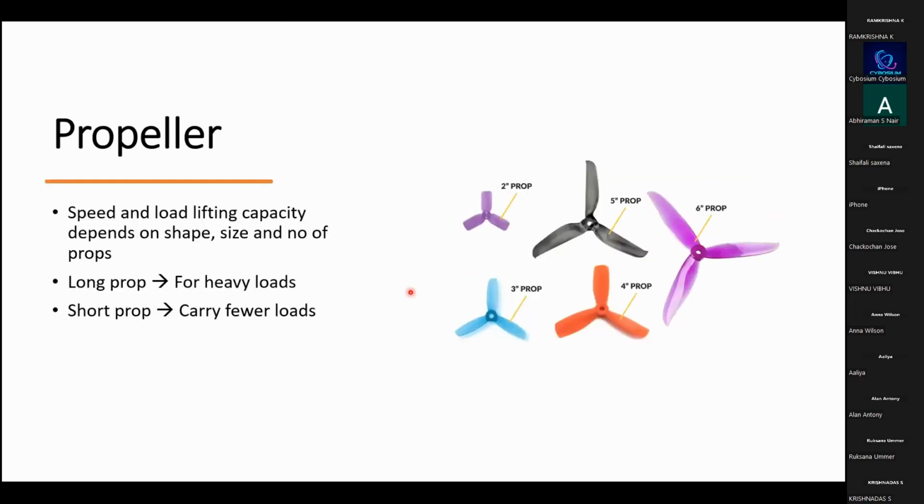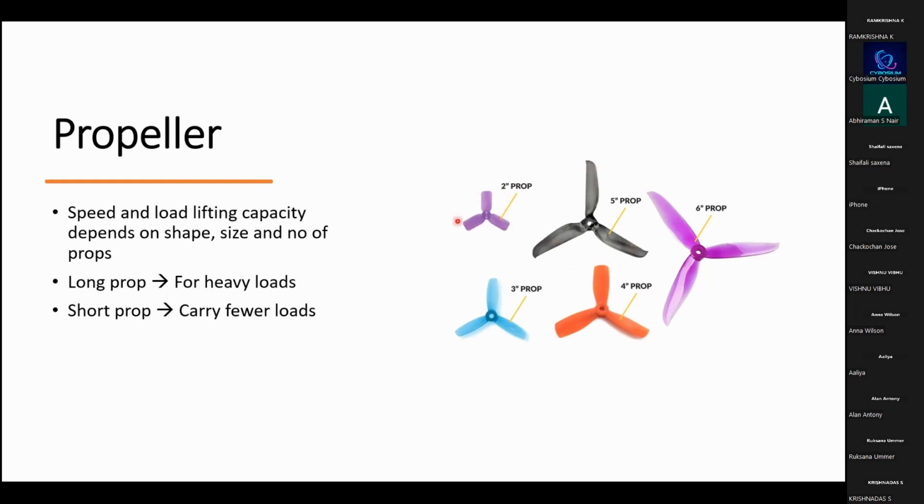The propeller has the load lifting capacity, and it also depends on the different shapes and sizes or number of props. I am showing you different kinds of props. They are called 2, 3, 4, 5, 6 inch props. It depends on the payload capacity, how much payload we are going to carry, or how much the total weight of the quadcopter is. According to that we choose the propeller.